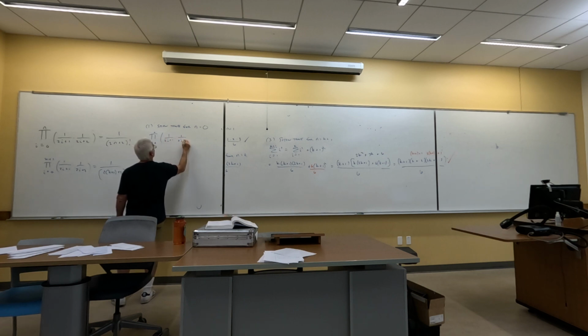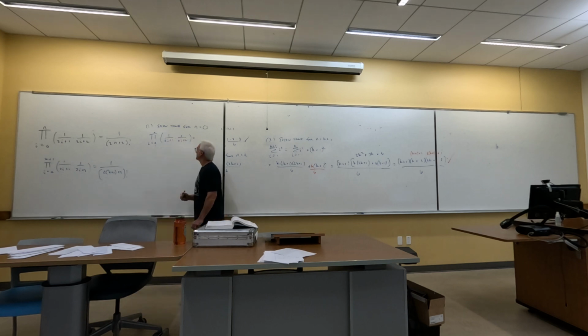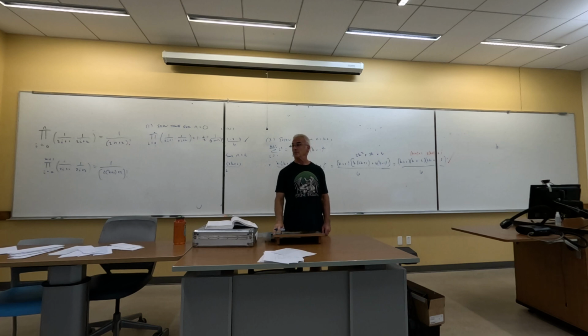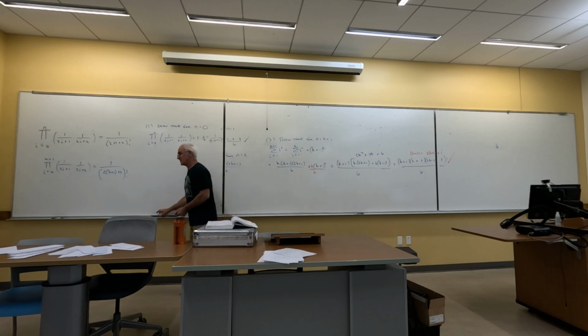Times 1 over 2i plus 2. Well, what will that be? I'm replacing i with 0. So this would be what? 1 times a half? Okay. Is that equal to 1 over 2 times 0 plus 2 factorial? It looks kind of complicated. Well, 2 times 0 plus 2 is just 2. 2 factorial is just 2. So this is 1/2. But is it equal? Yes. It was kind of complicated looking, but it is definitely equal. That's a good thing. Okay, if I replace i with 0, the left side and the right side are easy to verify.